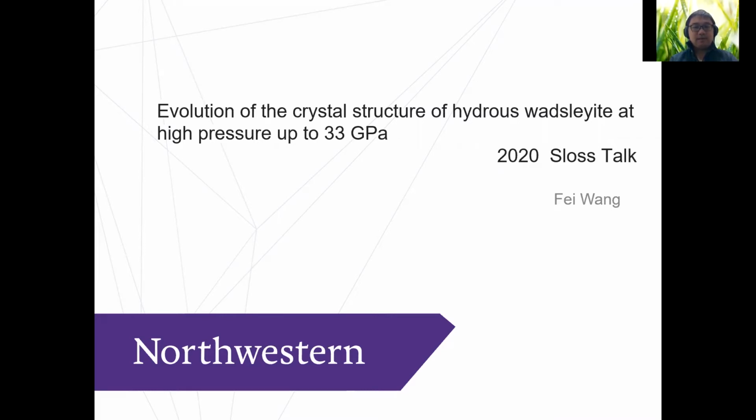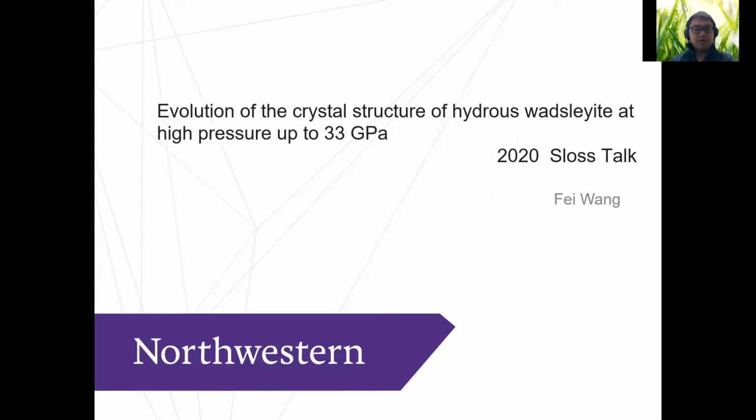Wadsleyite is considered to be the most abundant mineral in the upper mantle transition zone, and is also a nominally anhydrous mineral, which means it can contain hydrogen in its crystal structure. And because of this hydrogen, hydrous wadsleyite is quite different from anhydrous wadsleyite. Anhydrous wadsleyite is strictly orthorhombic, but the hydrous wadsleyite shows a little monoclinic.